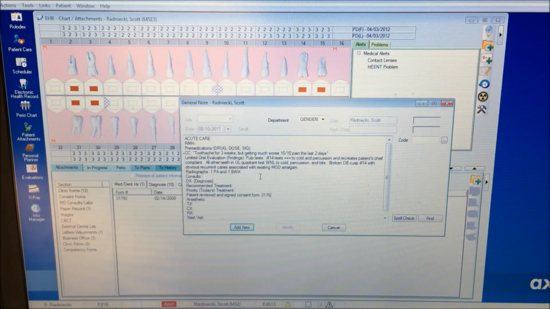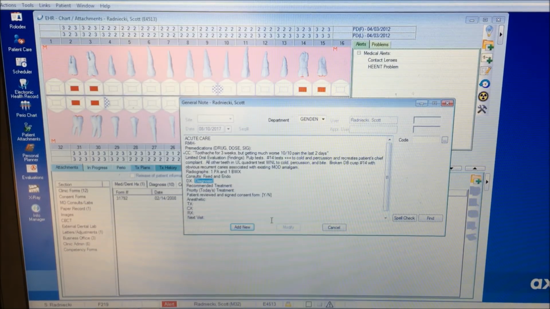Now, consults. Who did you consult with? Let's say fix an endo. Now, this is when you can probably say that you have a diagnosis. You may have a differential diagnosis. You may not know what it is for sure, but this is where you would put either differential or your final diagnosis. So let's say symptomatic irreversible pulpitis with symptomatic apical periodontitis.